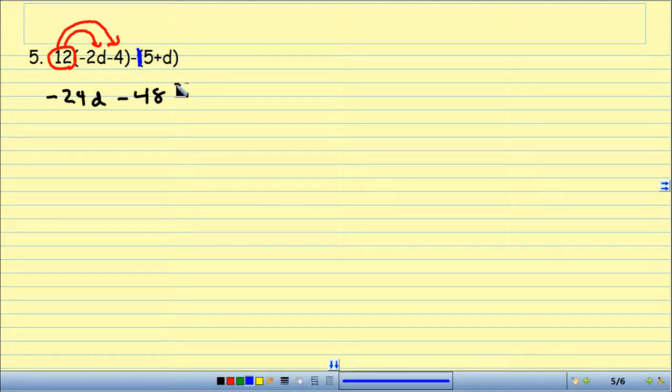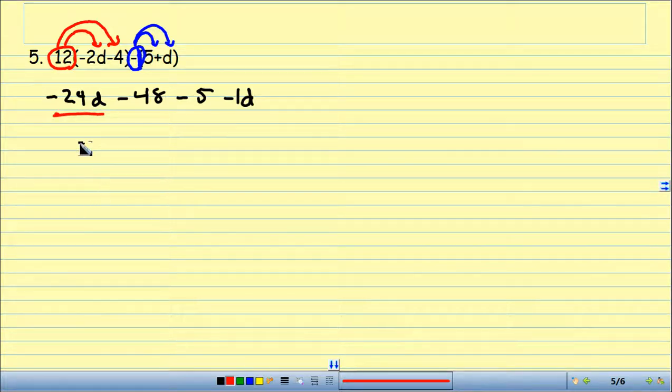Now, for this one here, I'm going to distribute, there's no number there, so it's like having a hidden 1. So I'm going to take this, and don't forget it's a negative 1, and distribute it into the binomial here. So what I have is negative 1 times 5, which is negative 5. And negative 1 times d, which is negative, and I can say 1d, that's fine, or just leave it as negative d.